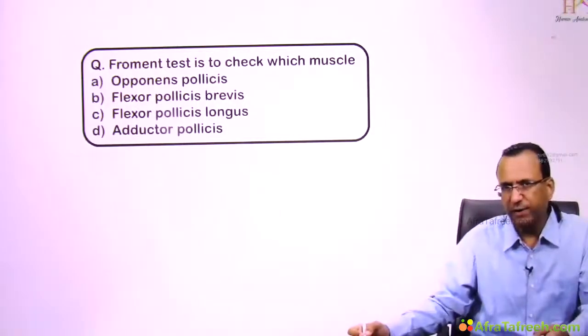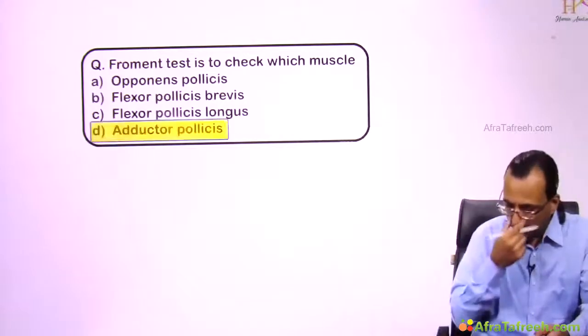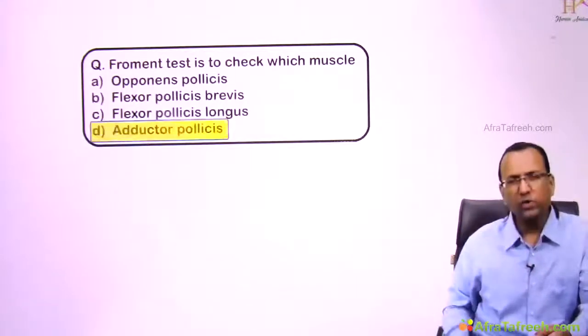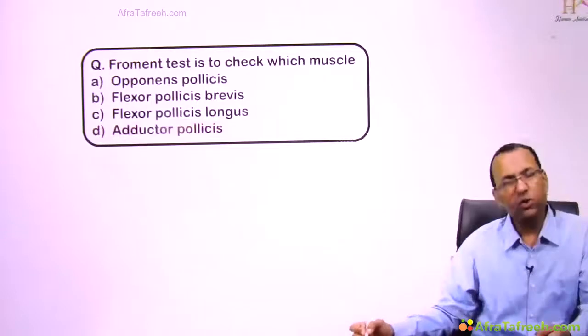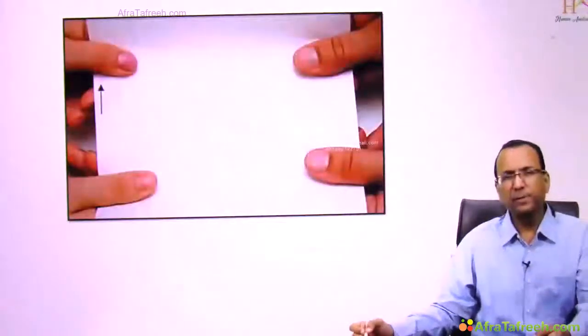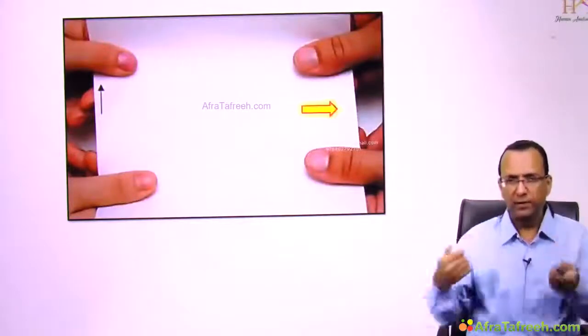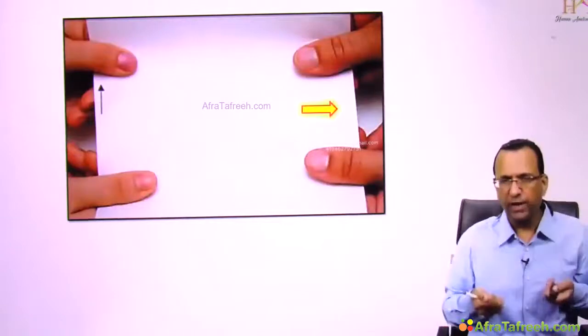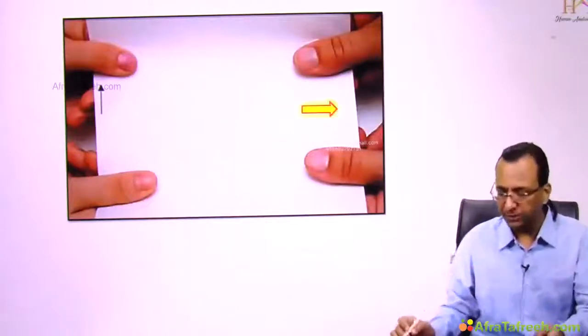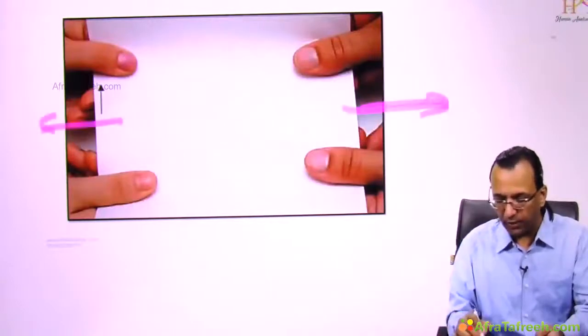Okay, what did you tell about the Froment test? Why did we do the Froment test? You did the Froment test to check a muscle, the adductor pollicis. But how do I do it and how do I know that it is positive? You give a paper or card to the patient and ask the patient to pull the paper. You are pulling the paper and the patient is holding the paper.